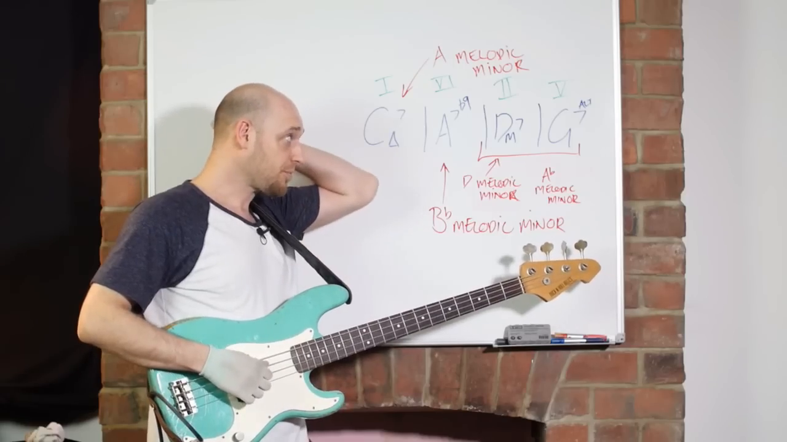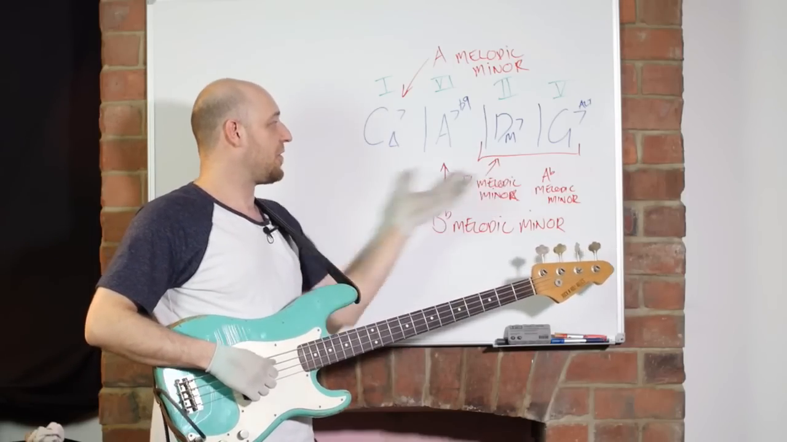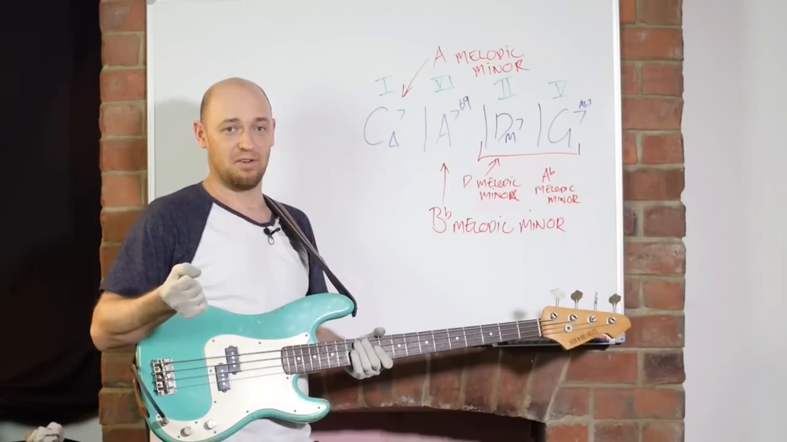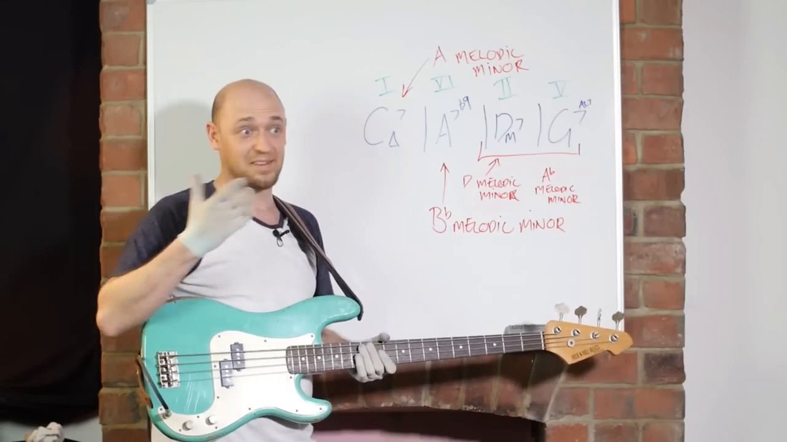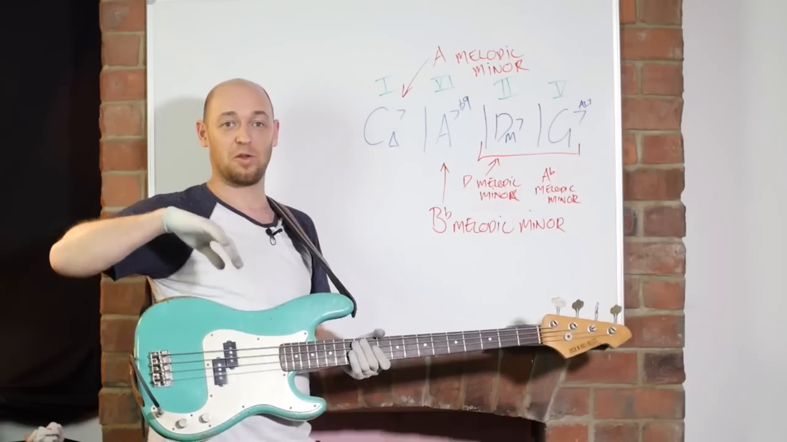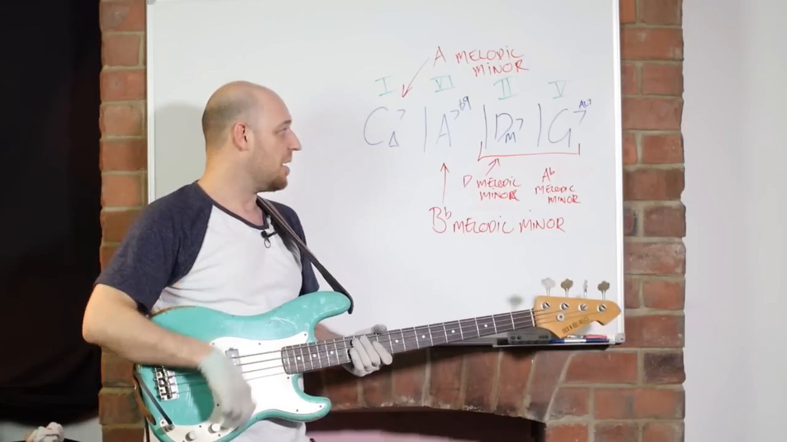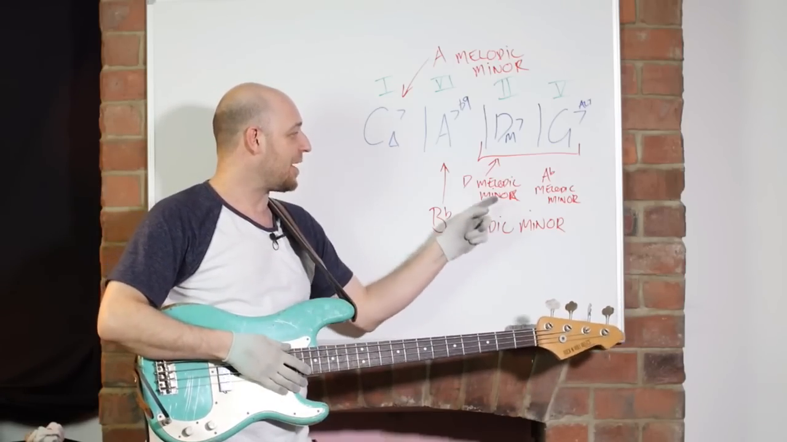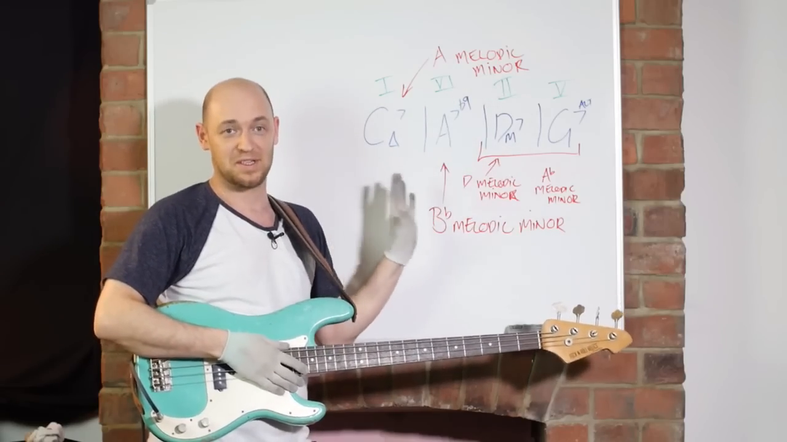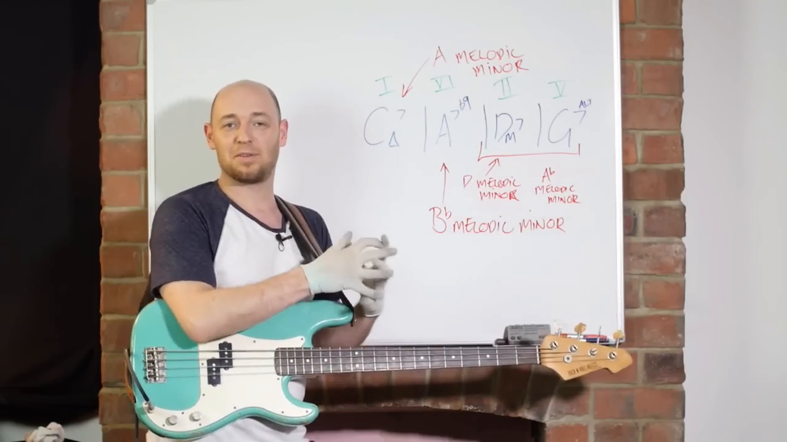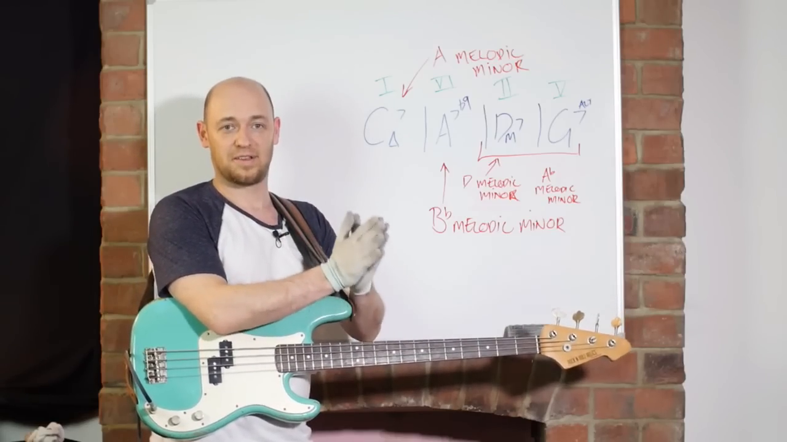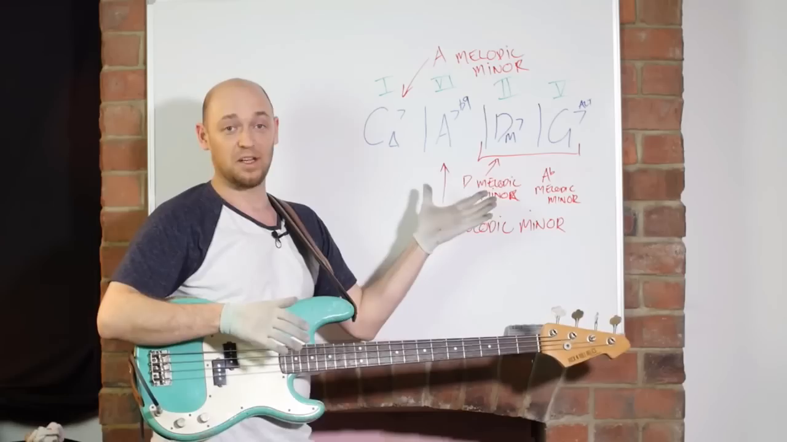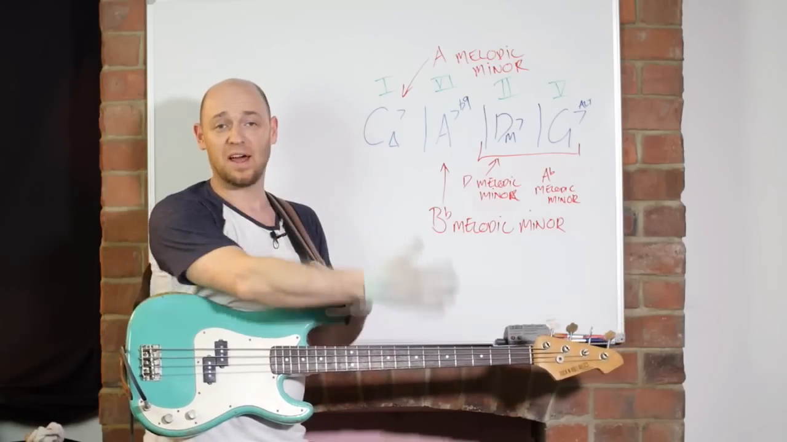So to solo over this, to get started, you're just going to be using chord tones, because it's the easiest way to make sure that you're outlining the changes. And before you even worry about using melodic minor substitutions, you need to be able to do a decent chord tone style solo around this sequence, okay? Otherwise, you're putting the cart before the horse.